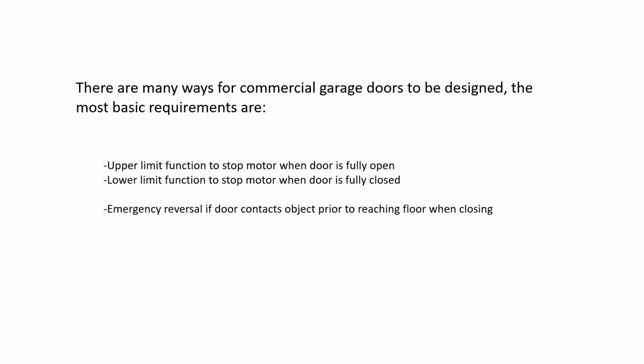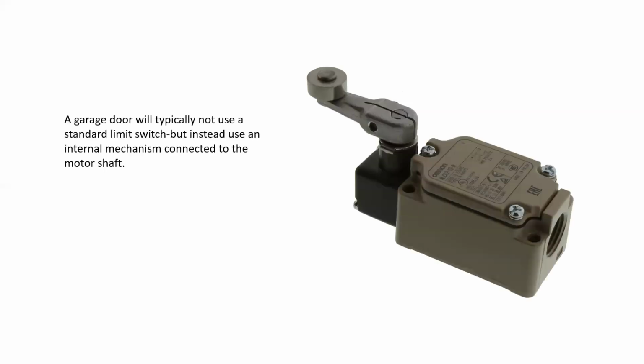There are many ways for commercial garage doors to be designed, and this is by no means meant to be a comprehensive listing of all the design specifications. The most basic requirements is you need an upper limit to stop the motor when the door is fully open, a lower limit to stop the motor when the door is fully closed, and we need an emergency reversal if the door contacts an object prior to reaching the floor when closing.